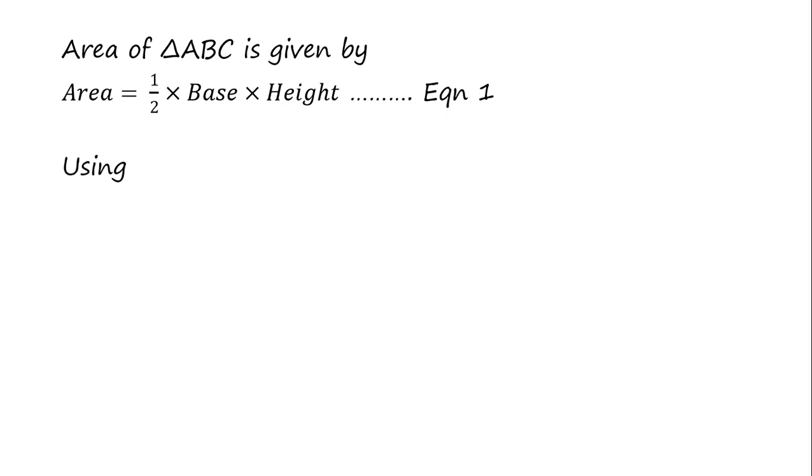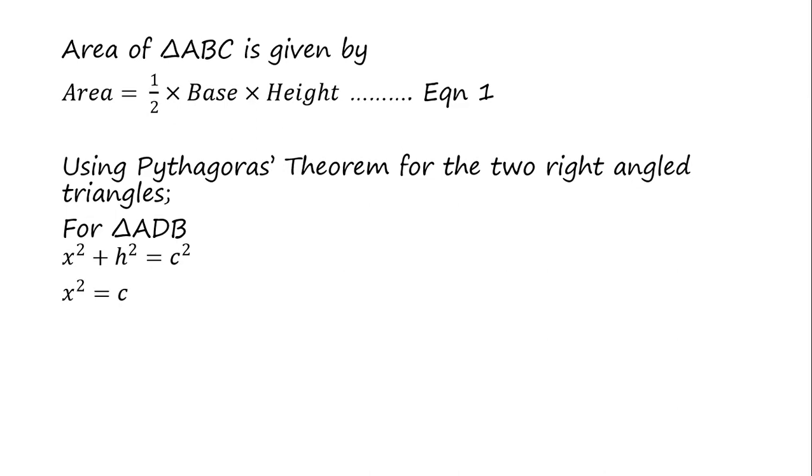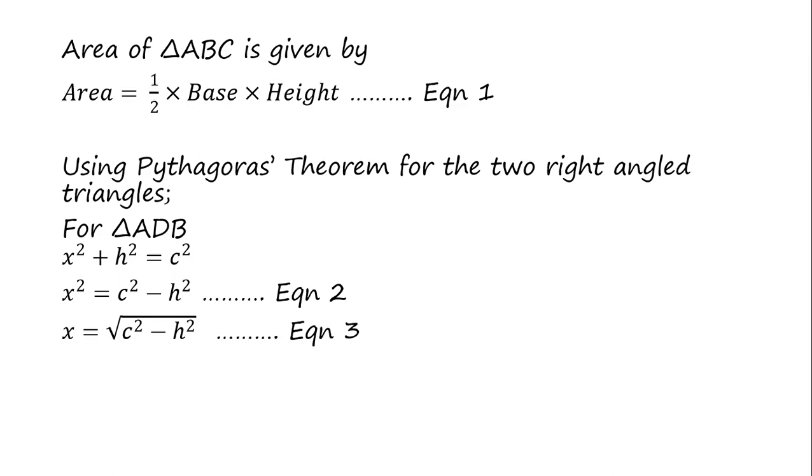So using Pythagoras' theorem, let's look at the relationship between the two triangles. First, using x. For the first triangle, x squared plus h squared is equal to c squared, and making x squared the subject, you have x squared as c squared minus h squared. We can also make x the subject, and x shall be the square root of c squared minus h squared. So that can be our basis for equation 2.